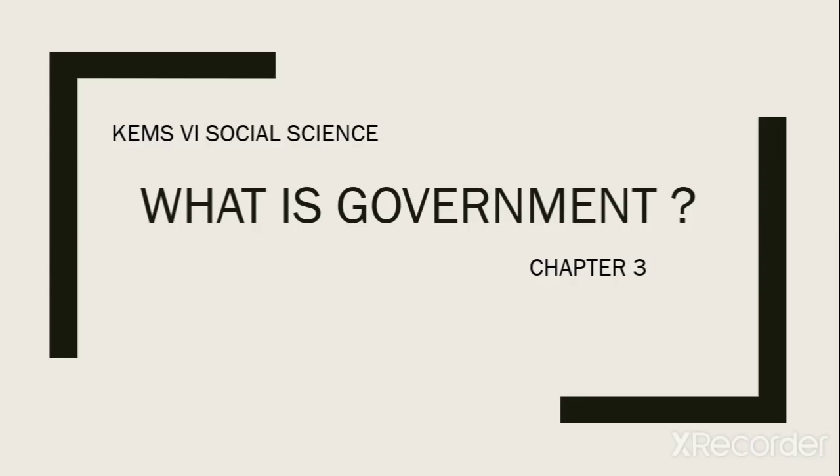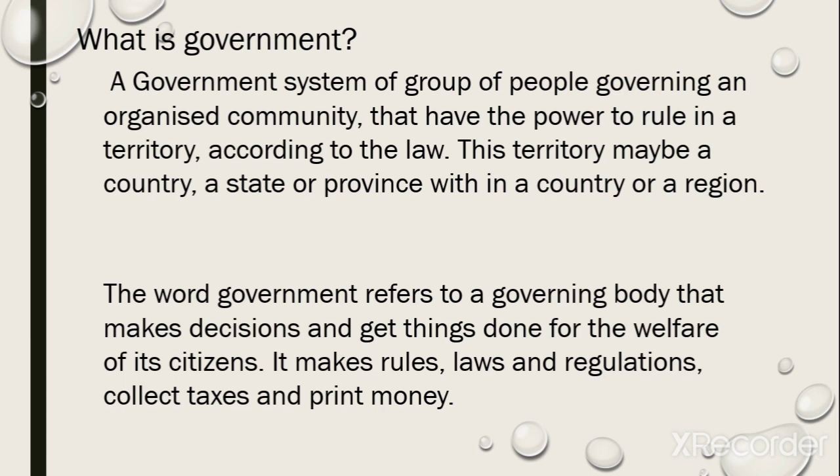Today we are going to study Chapter 3, What is Government? As you know, the lesson name is What is Government? The first priority is to see the definition of the word government. A government is the system of a group of people governing an organized community that have the power to rule in a territory according to the law. This territory may be a country, a state, or a province within a country or a region.